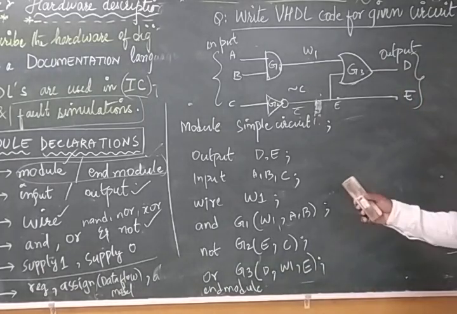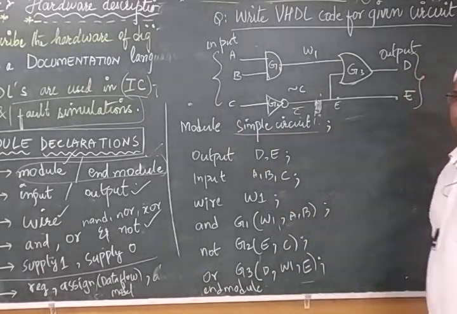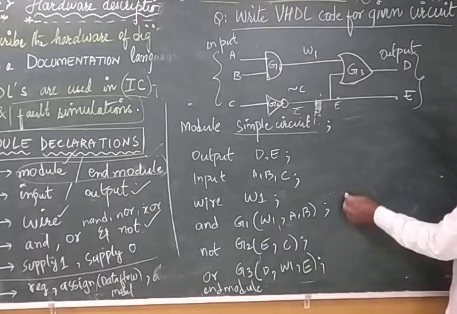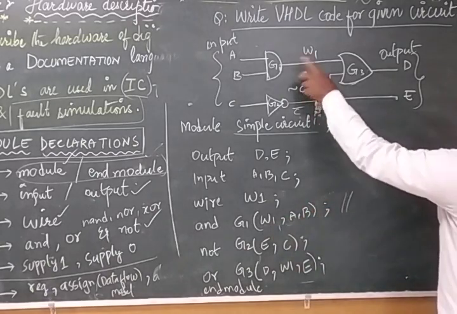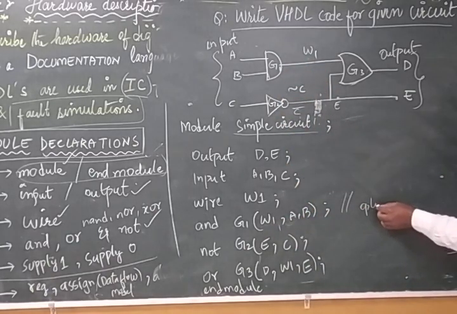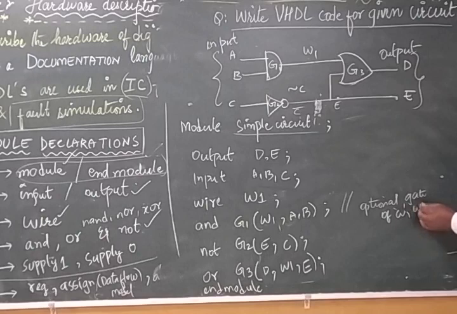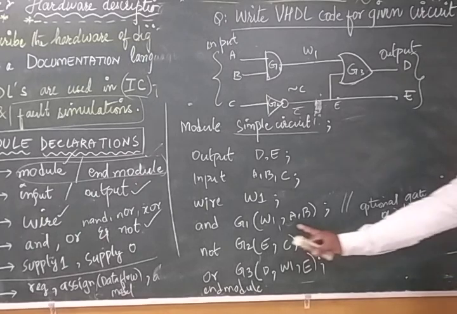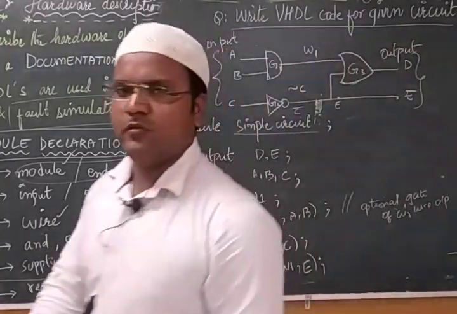Now this is the one example we did. This is what our definition is, right? This is optional, because we are writing W1, right? So we are defining this as an optional gate. I'm writing a comment, optional gate of W1 wire output, for you to understand why we are using W1. Clear?